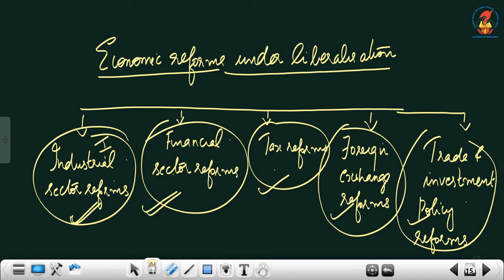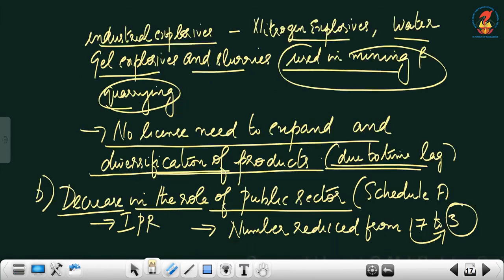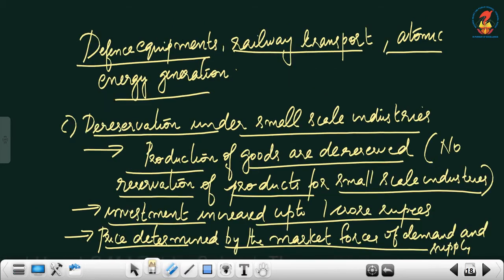The first one, under the industrial reforms we learned what all points? Industrial reforms are reduction in the industrial licensing, no licensing needed to start, expand or diversify products. Point number B, decrease in the role of public sector. Role of public sector has to be decreased. The next one, de-reservation under small scale industries. Small scale industries are not supposed to get any products to be produced under their reservation.